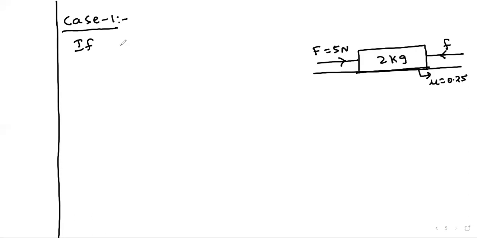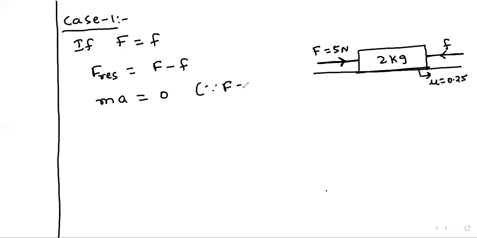If the applied force is equal to the frictional force, what will be the acceleration? The acceleration will be 0. Yes, very good. Towards the right I applied a force of 5 Newton, and the same amount acts towards the left. So I can write F resultant is equal to capital F minus small f, that is 0, which is nothing but MA. Since capital F equals small f, the acceleration is 0.